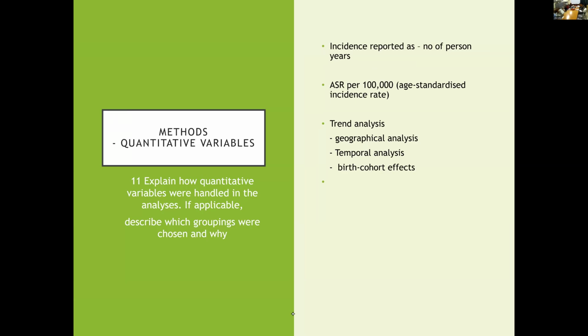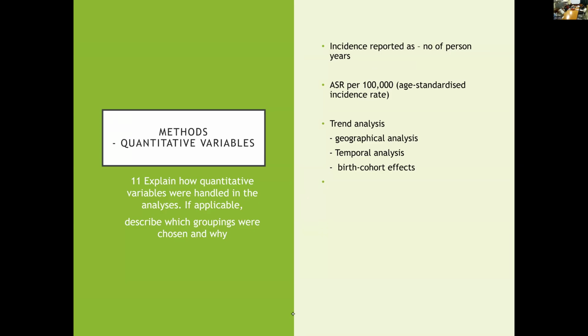Now, methods. What are the quantitative variables? Explain how the quantitative variables were handled in the analysis, and if applicable, which groupings were chosen. Here they have reported incidence, the number of new cases, as number of person-years. They have calculated the ASR, age-standardized incidence rate, and reported it as ASR per 100,000. This was the main reporting of the incidence rate.